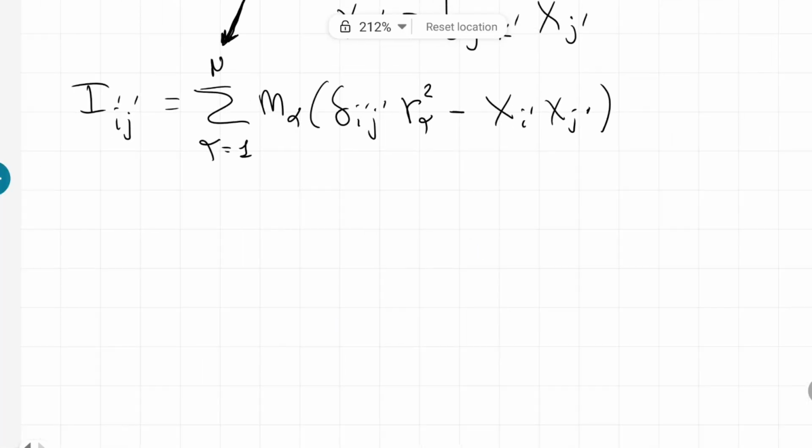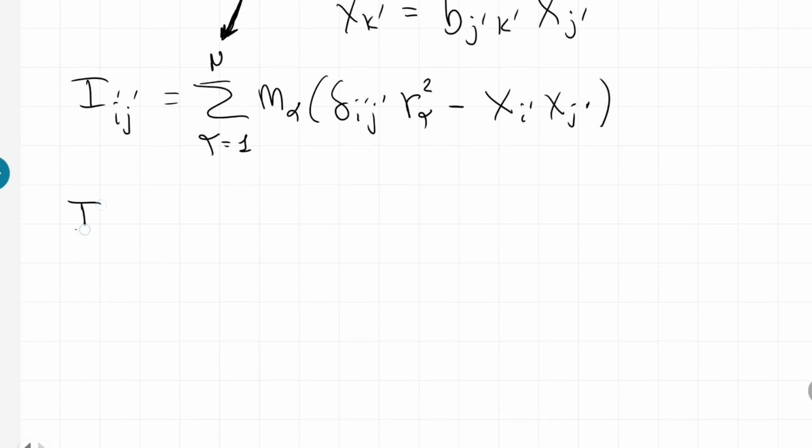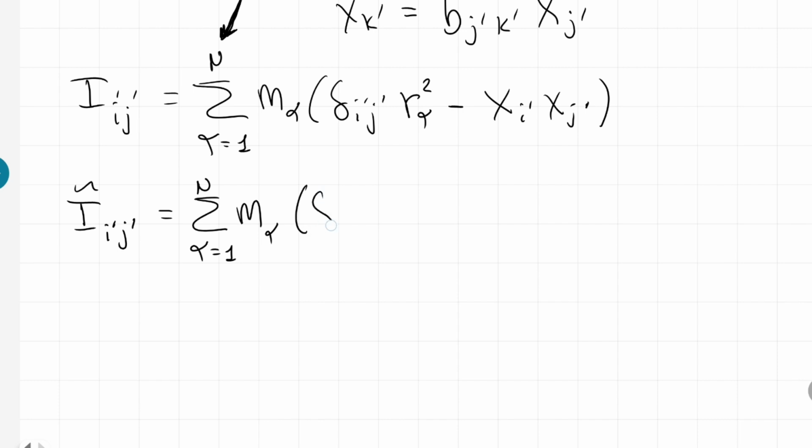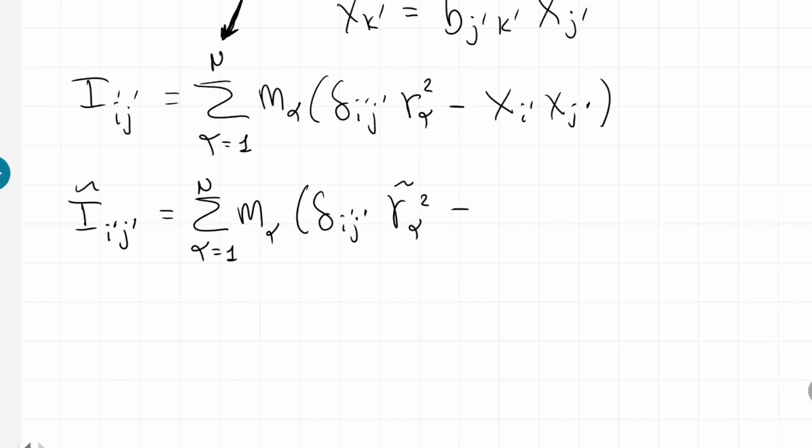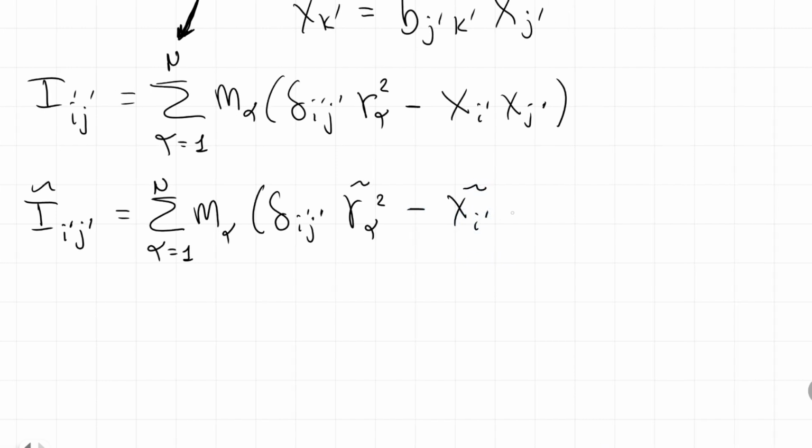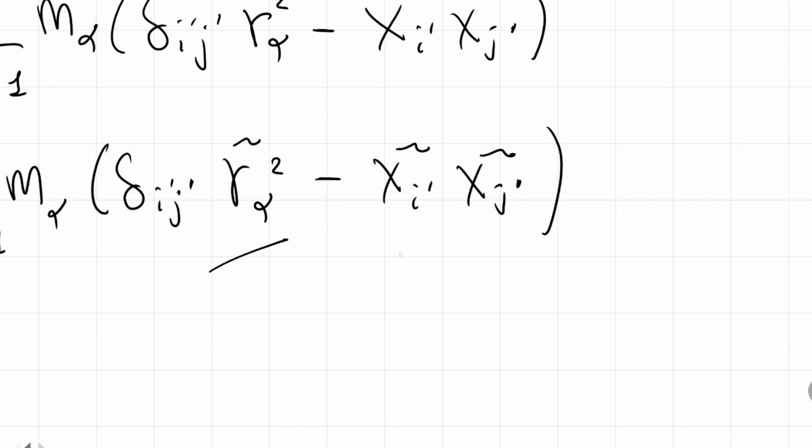So we wonder what happens if we want to calculate the inertia tensor of the new coordinate system in terms of this inertia tensor that we already know. Well, what we can say is that the components of the new inertia tensor, tilde, are going to be equal to the sum from alpha equals 1 up to n of m_alpha times the Kronecker delta i'j' r_alpha squared tilde minus x_i' tilde x_j' tilde. So we just need to find these three quantities, this one over here and these two terms over here.